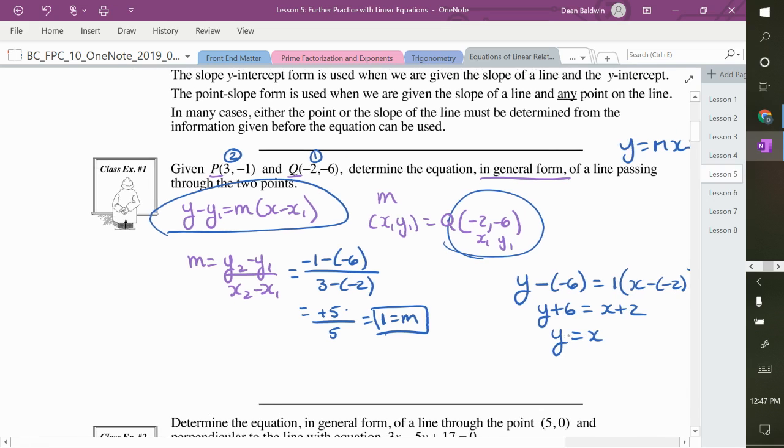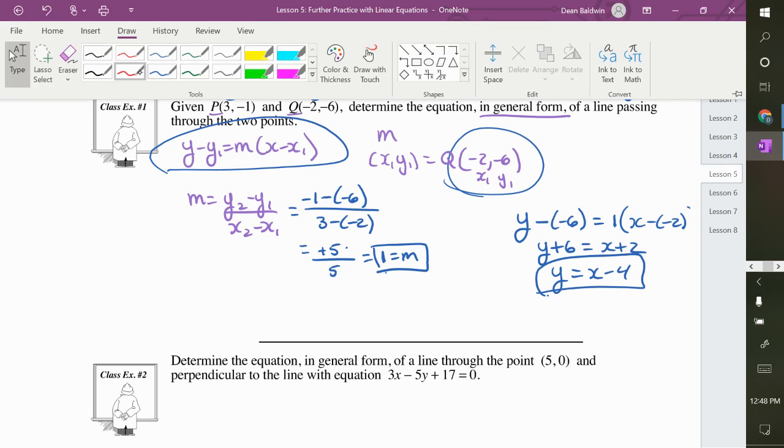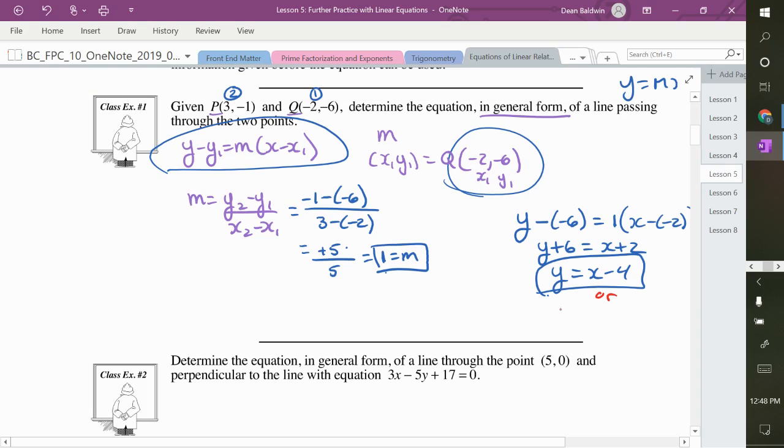2 minus negative 6, or 2 minus 6, sorry, is negative 4. So y is equal to x minus 4. That's mx plus b form. How do I write it in standard form? Yes, you put everything to one side and keep the x positive. So if I move the y over, I get 0 is equal to x minus y minus 4. And that's the answer. Those are your two answers, basically.